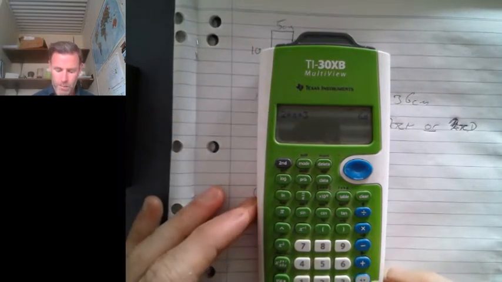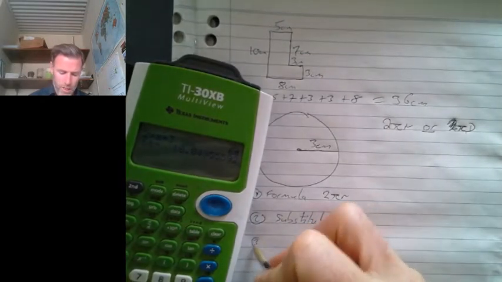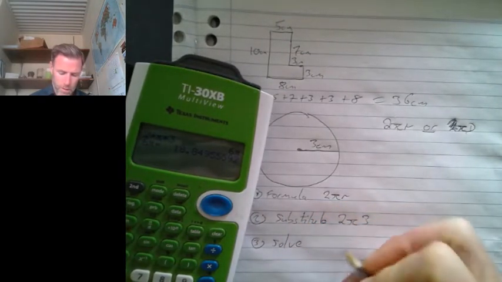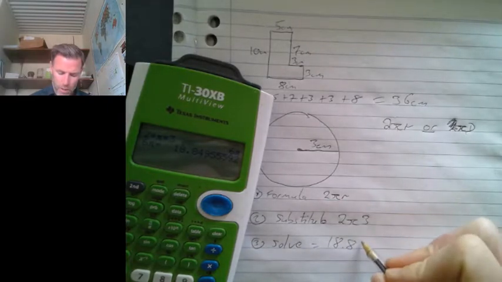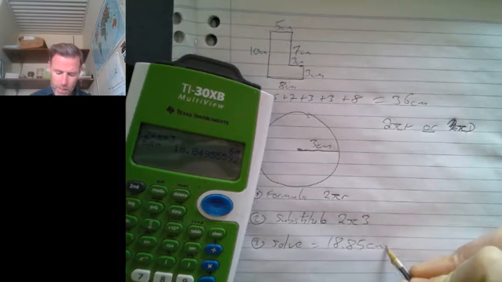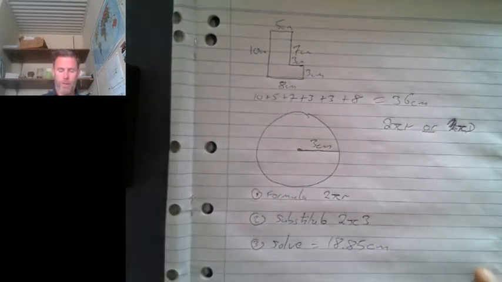However, I don't want to keep 6 pi, so I'm going to press the solve button. My answer is equal to 18.85, and I'm going to go to 2 decimal places, and the answer is in centimeters because it's distance.